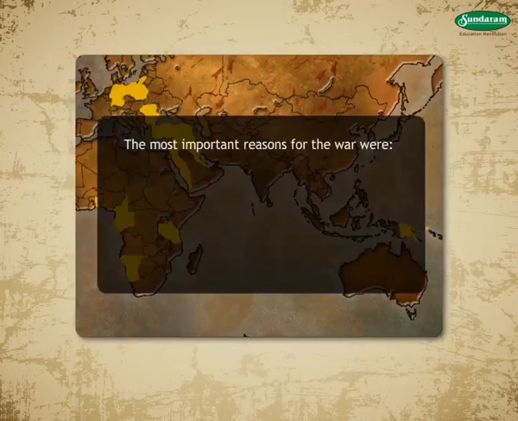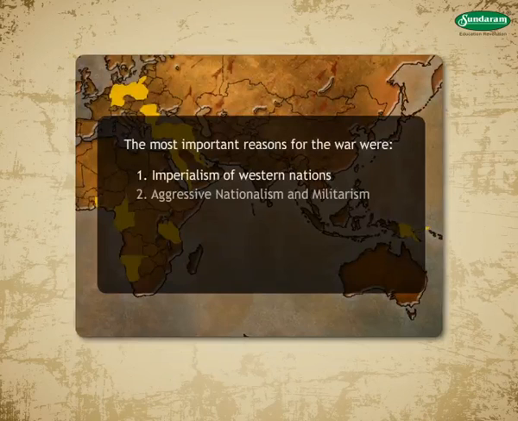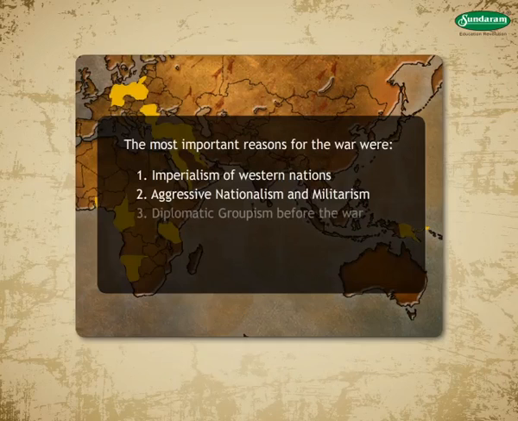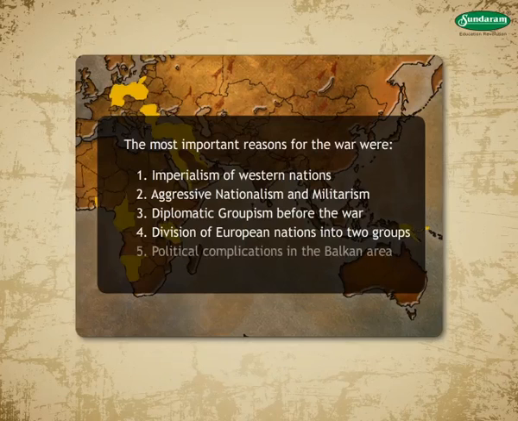The most important reasons for the war were imperialism of Western nations, aggressive nationalism and militarism, diplomatic groupism before the war, division of European nations into two groups, political complications in the Balkan area, and the assassination of the Austrian Archduke. Imperialism of the nations.